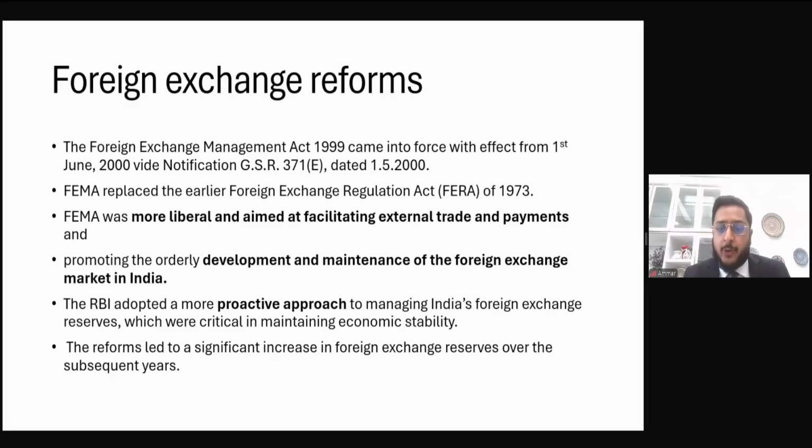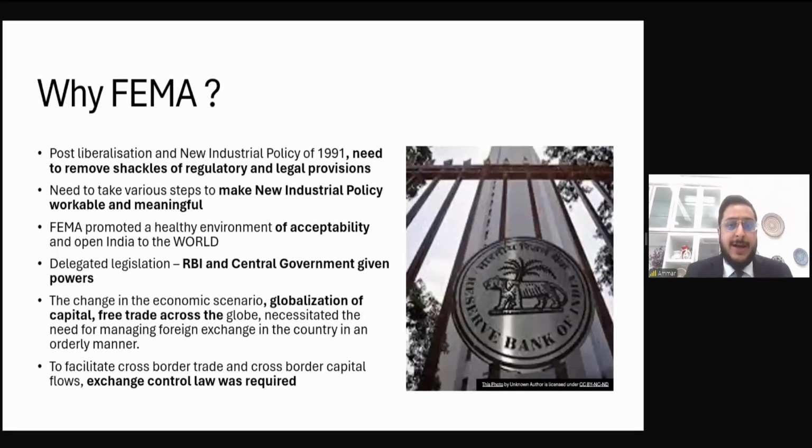RBI adopted a more proactive approach to manage India's foreign exchange reserves, which was critical in maintaining the economic stability of the country. These reforms have led to a significant increase in the reserves over the period. Every country has to maintain foreign exchange reserves. If you just Google how the foreign exchange reserves have increased, you will see a great increase in the reserves held by the country.